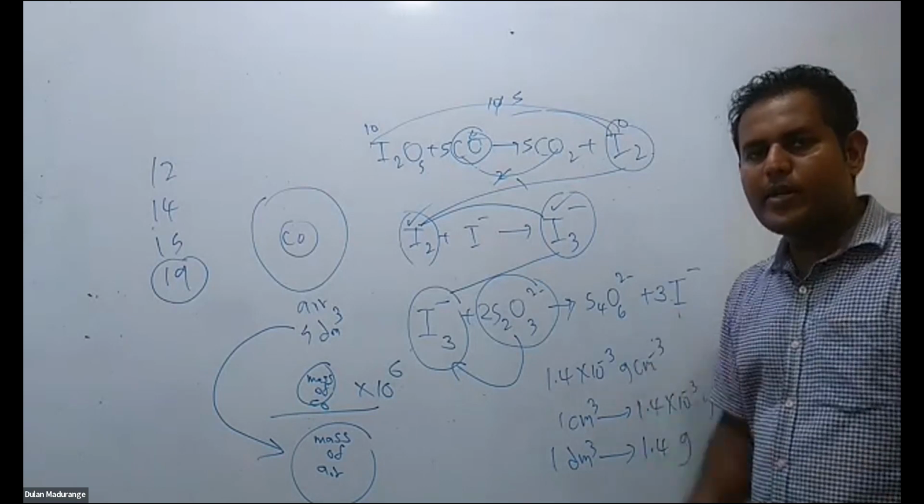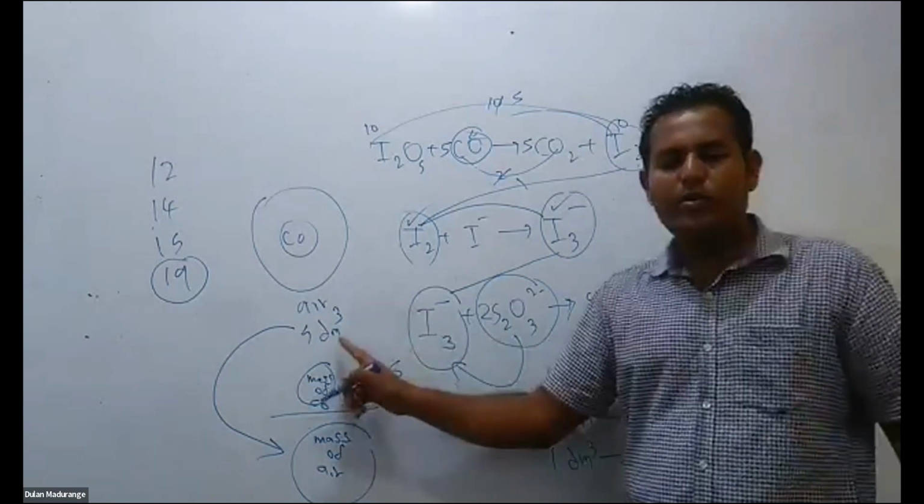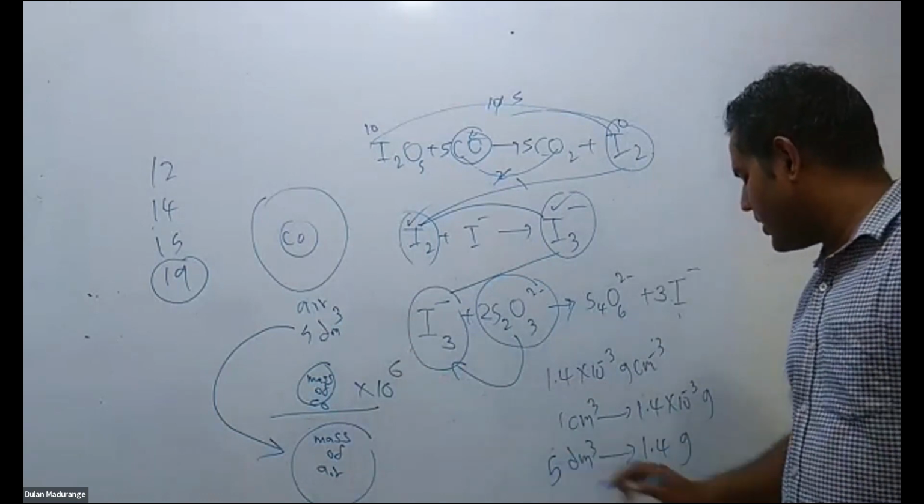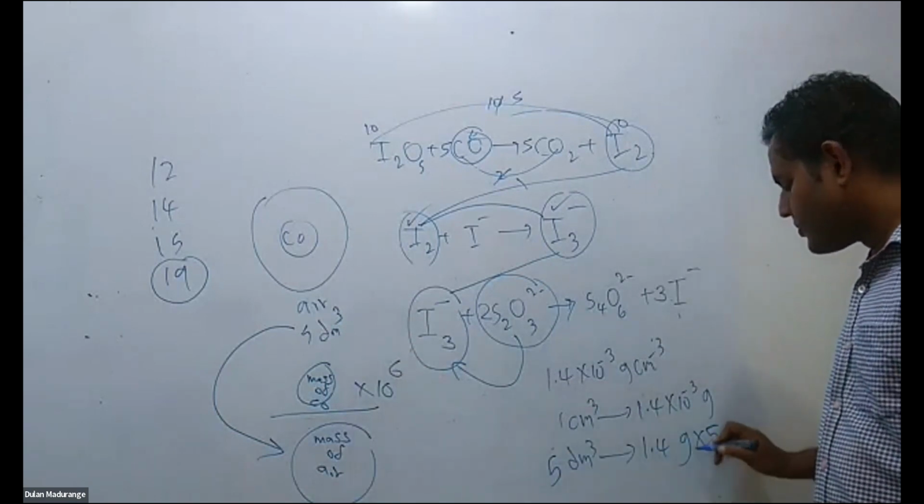So what is the mass of 5 cubic decimeter? Take 5 cubic decimeter, because the sample mass is for 5 cubic decimeter. Then the mass of 5 cubic decimeter is 1.4 into 5.